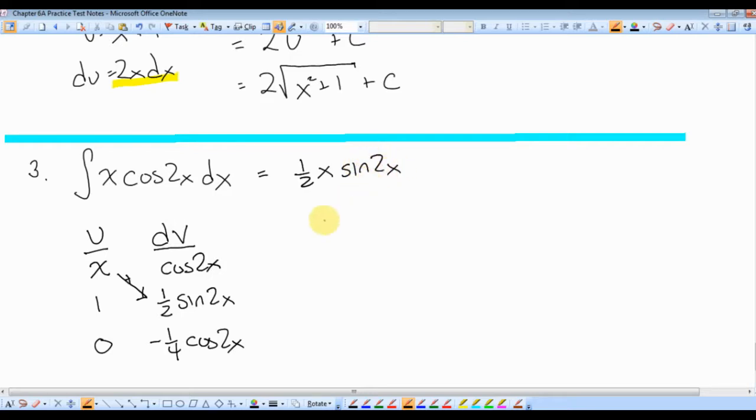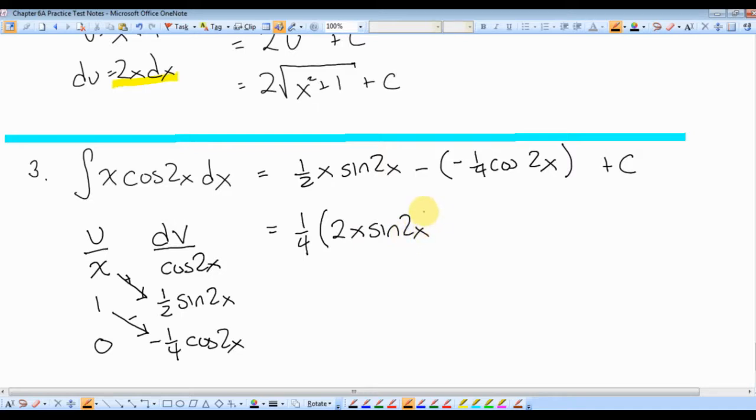Great. And then positive 1/2 x sine 2x minus negative 1/4 cosine 2x plus constant. Okay, it looks like I can factor out a 1/4, right? 1/4 times 2x sine 2x plus cosine 2x plus constant.